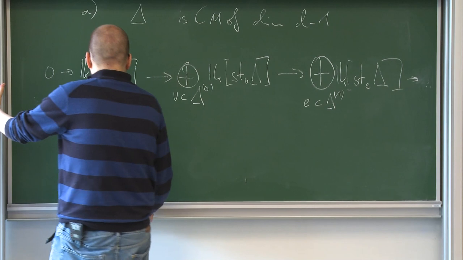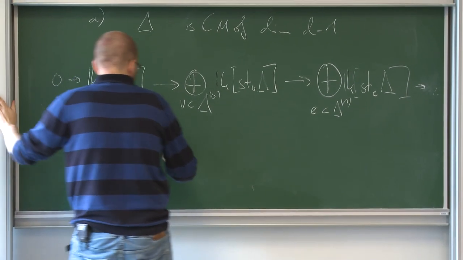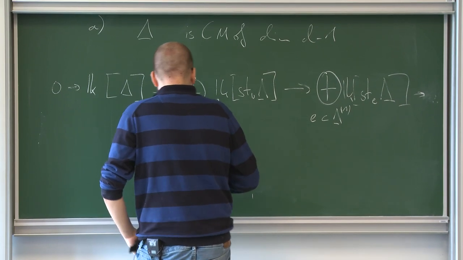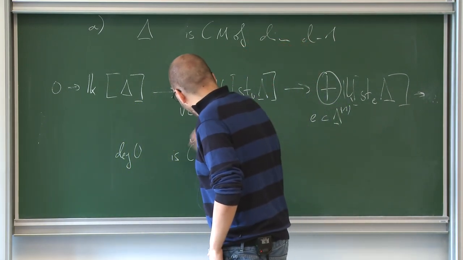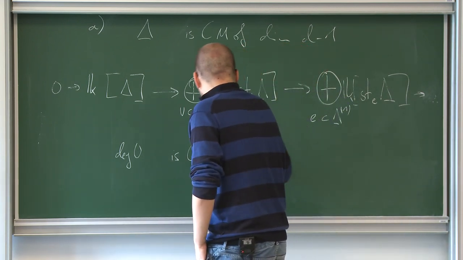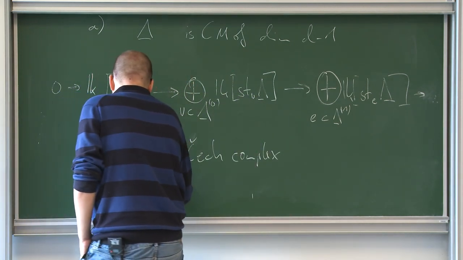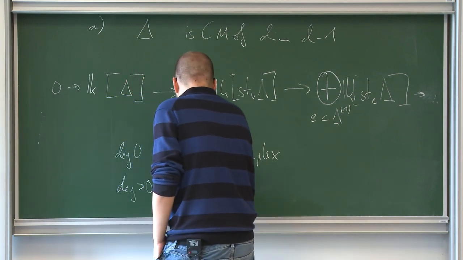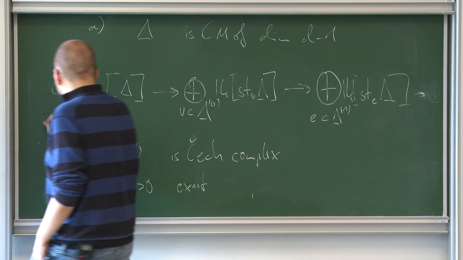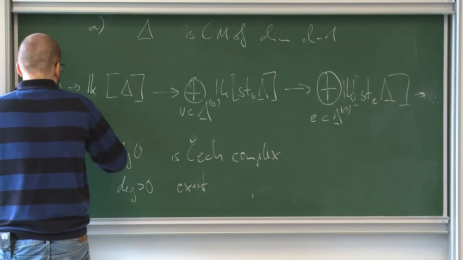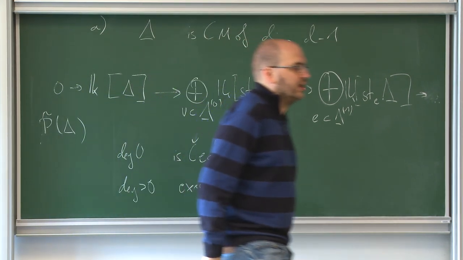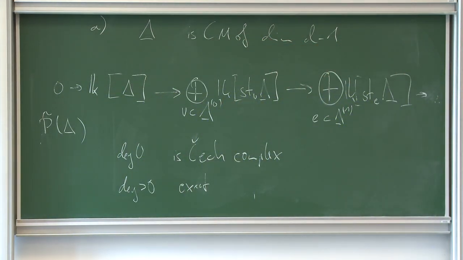So the degree zero component is the Čech complex. And in degree larger than zero, this is just exact. And let me call this the partition complex of delta. There's no theta yet. It's like an augmented Čech complex, or, I don't know whether you want to call it augmented Čech.